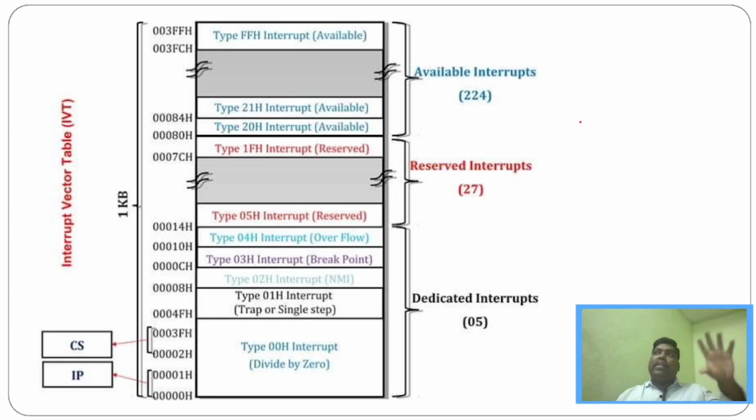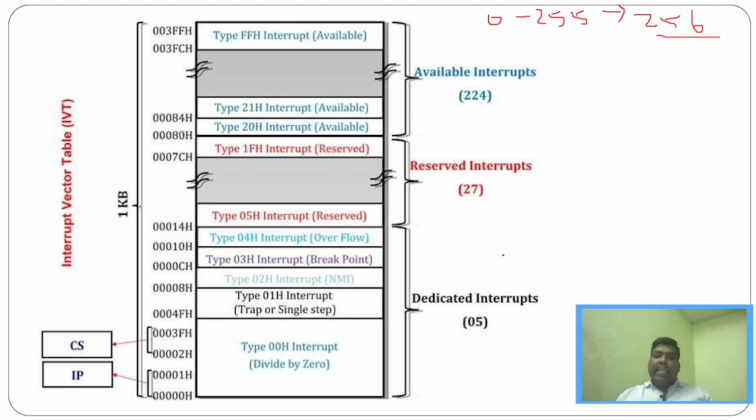These are the different types of interrupt. Before seeing different types of interrupts, the address location of different interrupts is very important. As I said, software interrupts in 8086 go from 0 to 255, so there will be 256 interrupts.